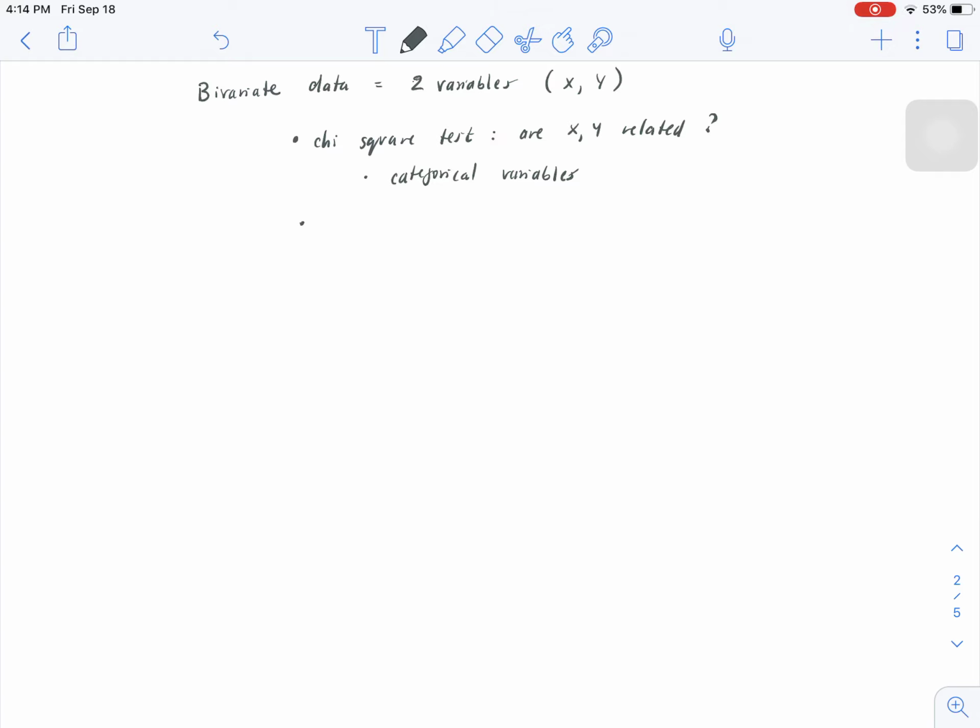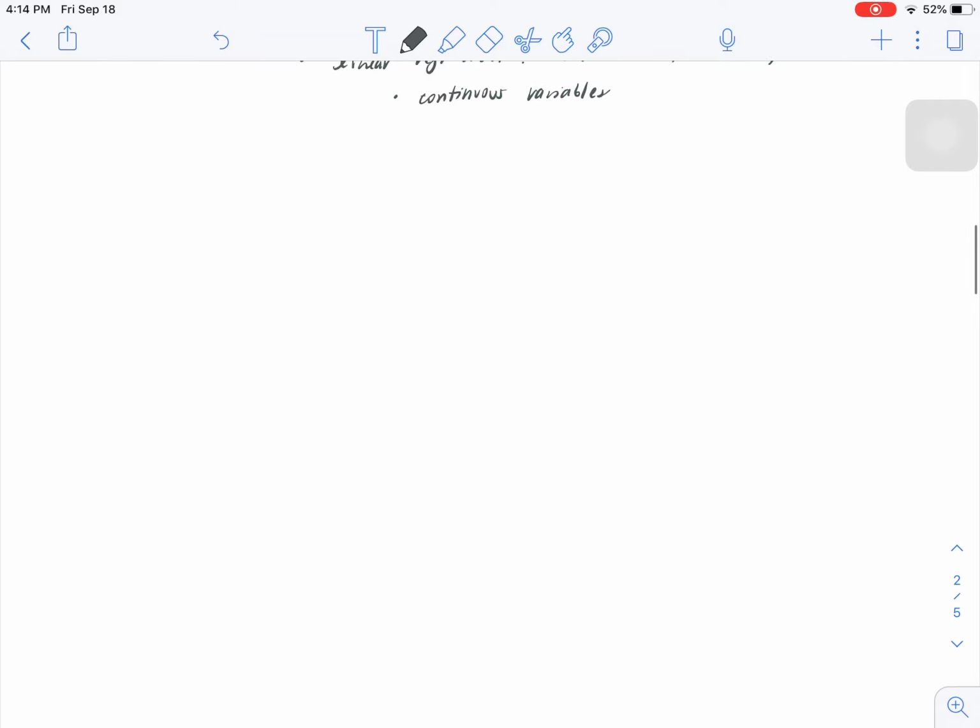Our other tool for analyzing bivariate data is called linear regression. Linear regression answers, how are x and y linearly related? We'll revisit this in a later question on this worksheet. And we use linear regression when we're working with continuous variables. So now we know what each of these two tools are for and when it's appropriate to use them. So now let's go back to talking about a chi-square test.